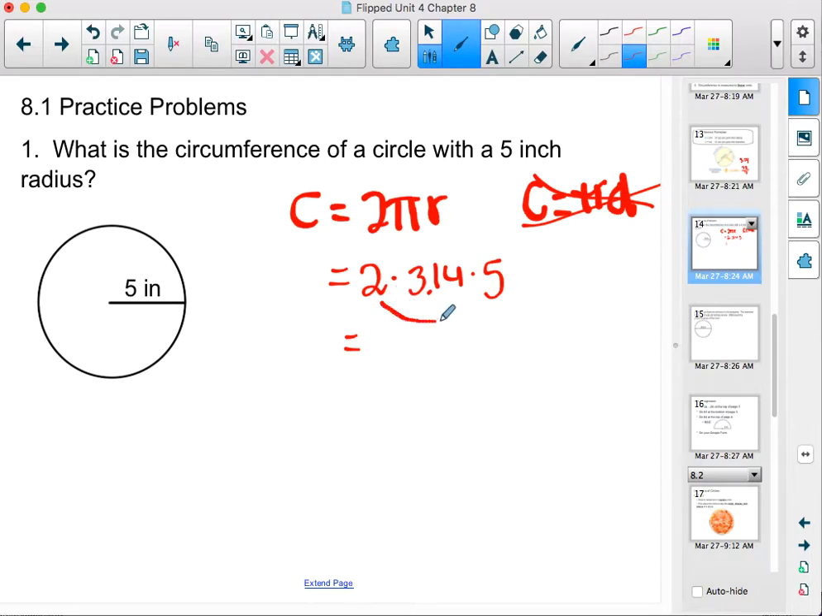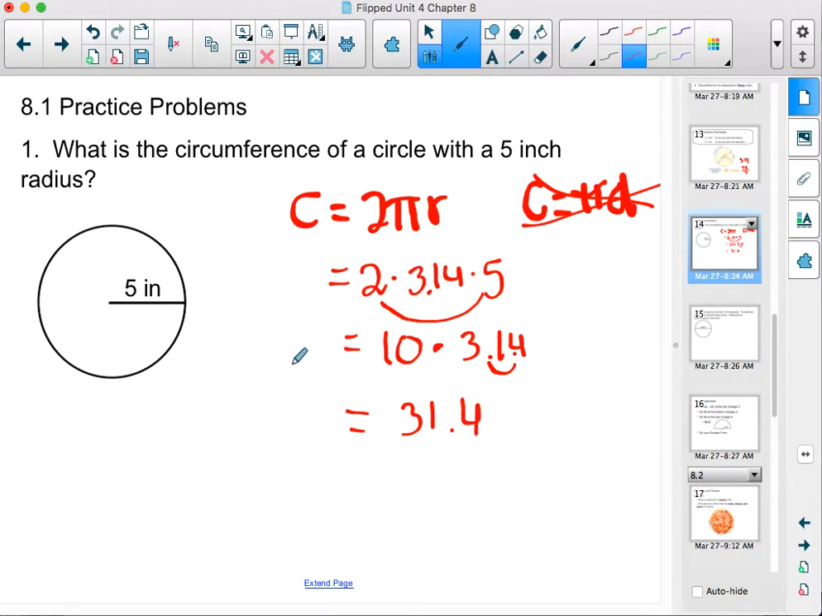I'm going to do this a little out of order. I'm going to multiply 2 times 5, use the commutative property to change the order of my numbers, because 2 times 5 is 10. And then when I go to multiply 10 times 3.14, I know that multiplying a number by 10 means that I just move the decimal one place to the right. So that tells me that the circumference is 31 and 4/10.